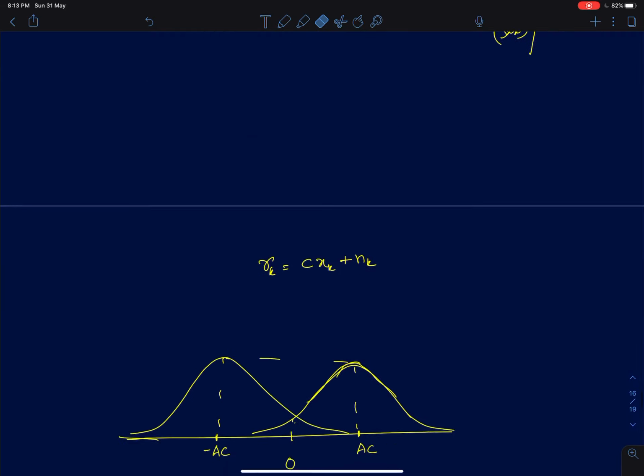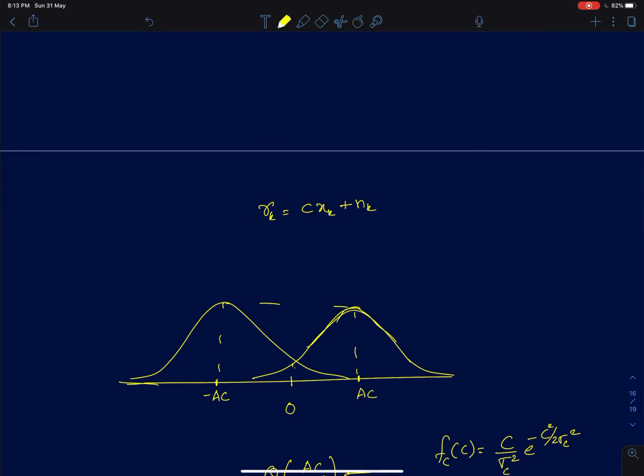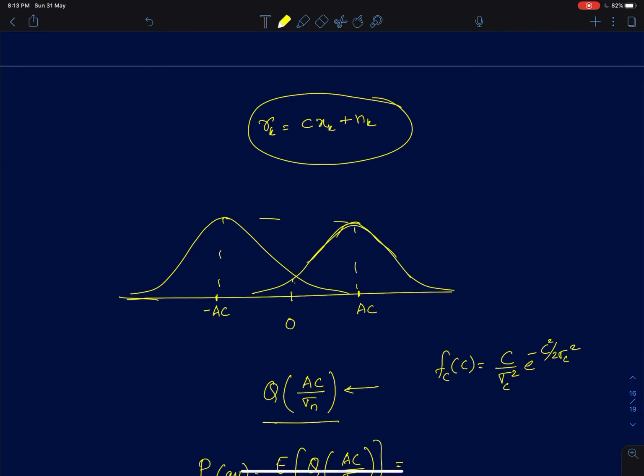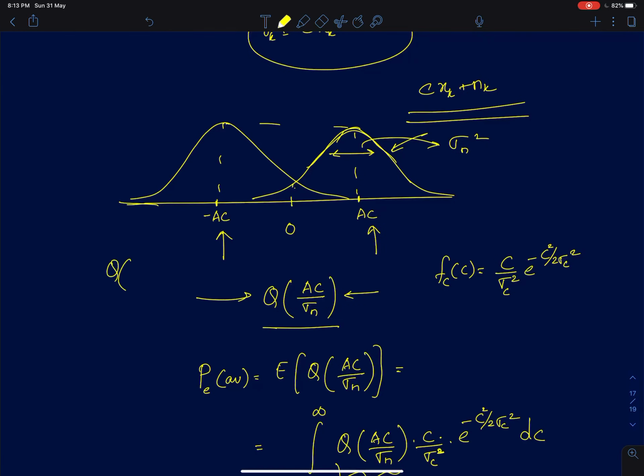To solve the problem, I'll directly come to this, which is R_k is C into x_k plus n_k. First, for the time being, we'll assume C is a constant. If C is a constant, then it's going to be C x_k plus n_k. So the received symbol is going to be AC or minus AC, and there will be some additive white Gaussian noise added to it. The variance of this Gaussian noise is going to be sigma_n square. We know the probability of error for that is going to be Q of d by 2 sigma_n. Here d is 2AC, so you will get Q of AC by sigma_n.